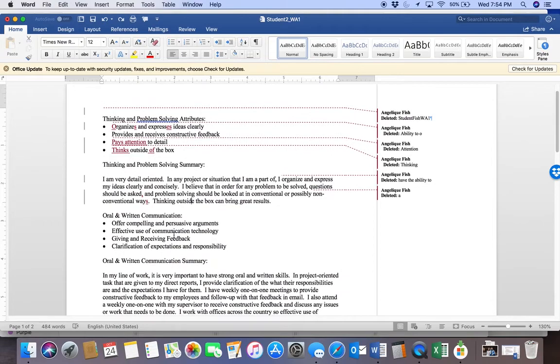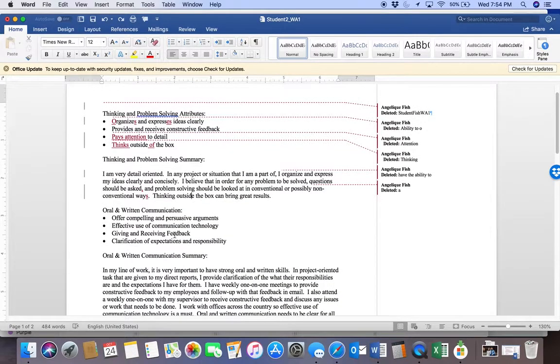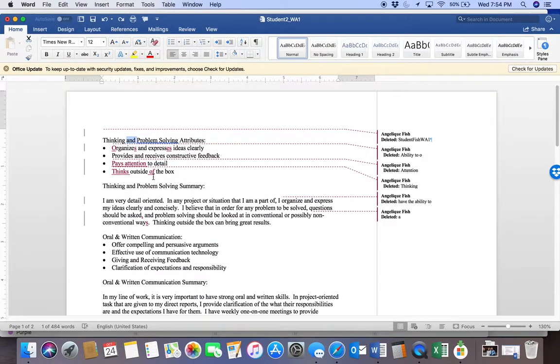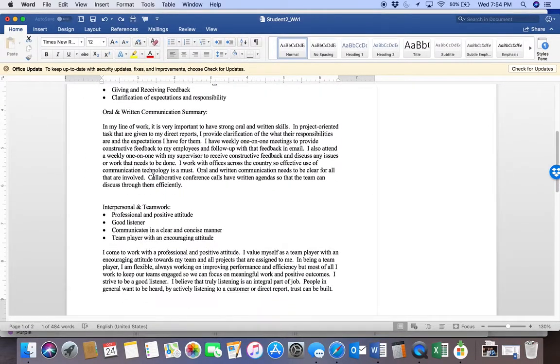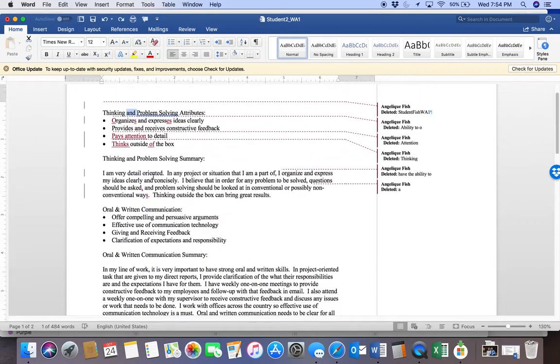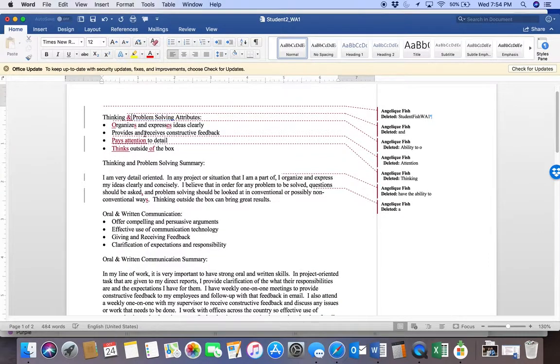Okay, so the next one, oral and written communication. So speaking of attention to detail, this person has attention to detail, but yet we use an ampersand here and up here in this title, we use the word and. Be consistent with your formatting. Especially when we get to the point where we're doing resumes, you really want to be consistent. All right, so we're going to change this to match the other ones because that's the only one.